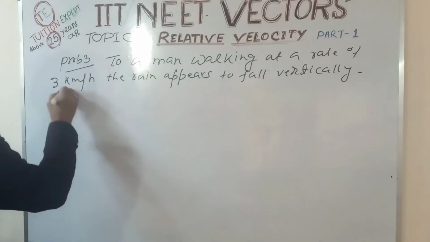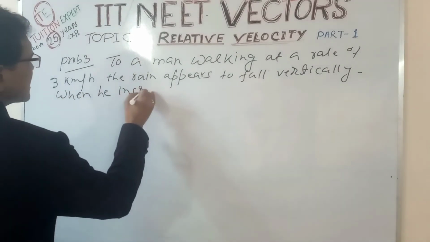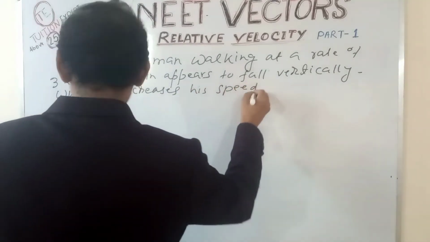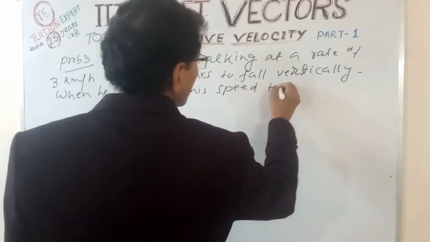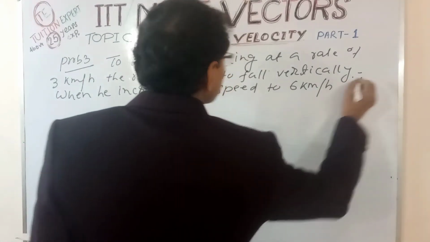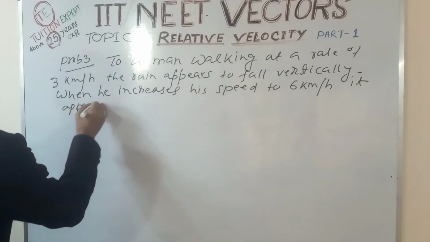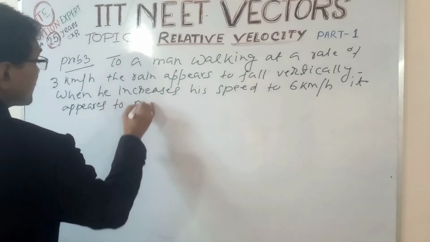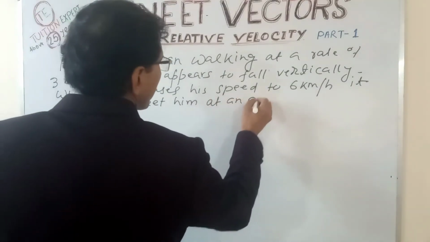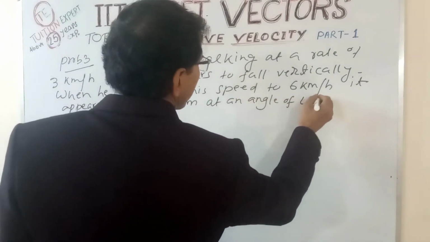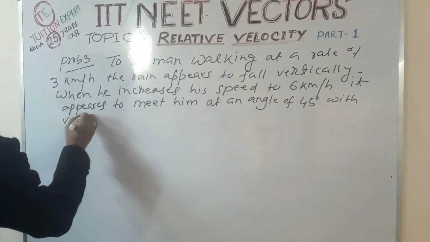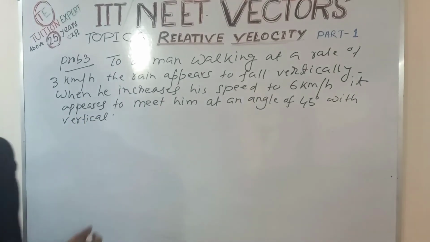When he increases his speed to 6 km per hour, it appears to meet him at an angle of 45 degree with vertical. Find the speed of the rain.